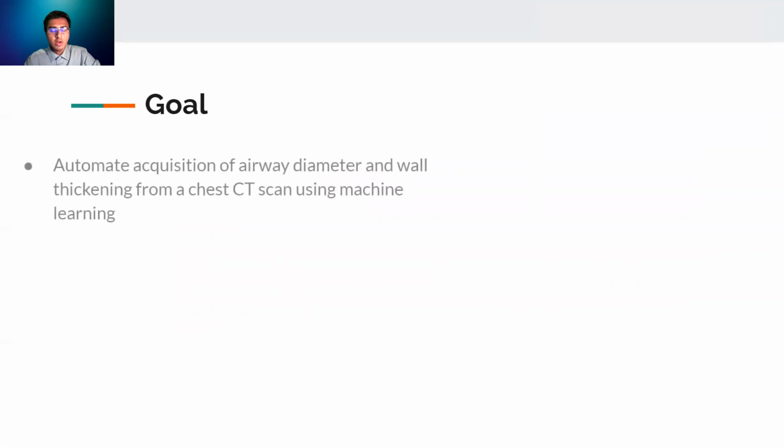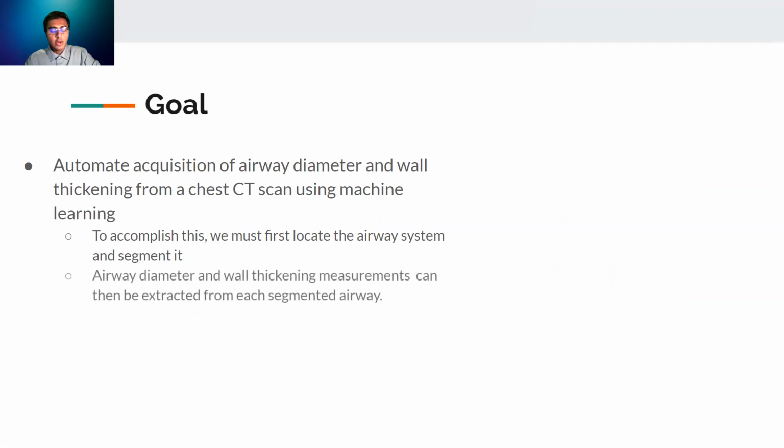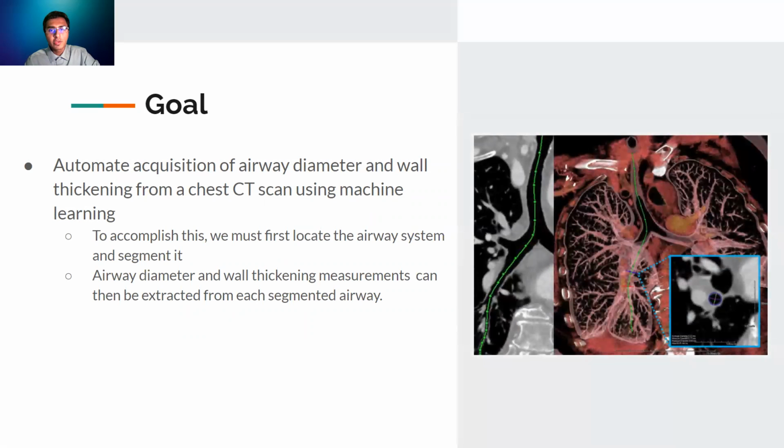Our goal is to automate the acquisition of airway diameter and wall thickening from chest CT using machine learning. To do this, we must first locate the airway system and segment it, which means finding its boundaries. The airway diameter and progressive wall thickening measurements can then be extracted from each segmented airway.